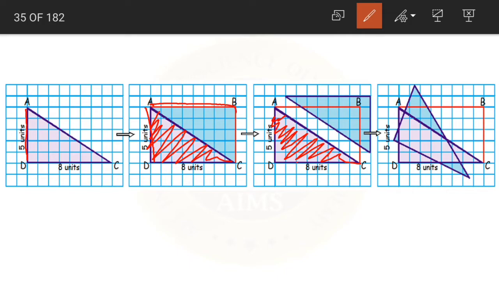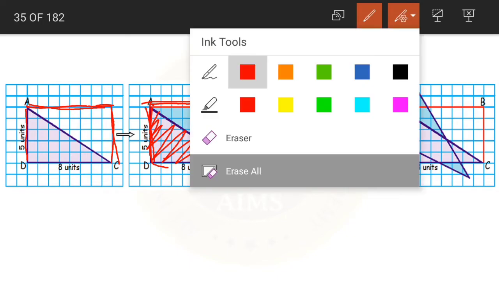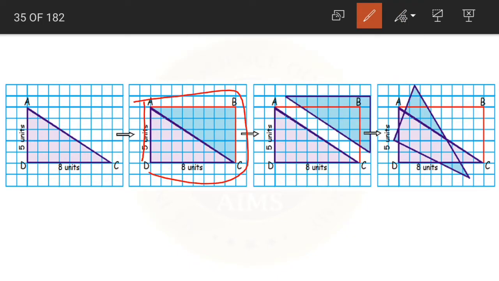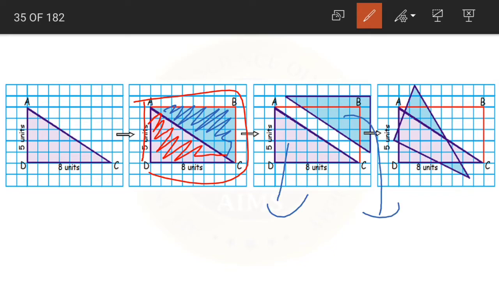We are going to complete it into a rectangle like this. Understood? This is the triangle that we have. Now I am going to complete it. See, draw a line here and then draw a line here. This is the shape of a rectangle now. Now if you observe this complete rectangle, what can we say? We can say that there are two triangles in it. This is one triangle and this is another triangle. Yes or no?